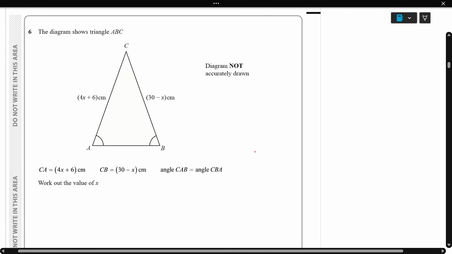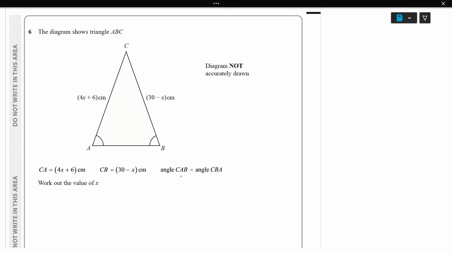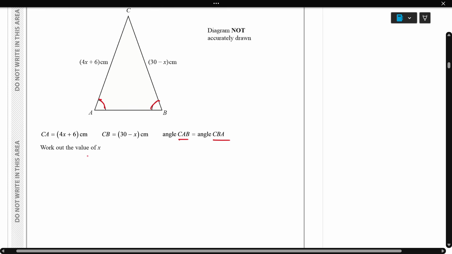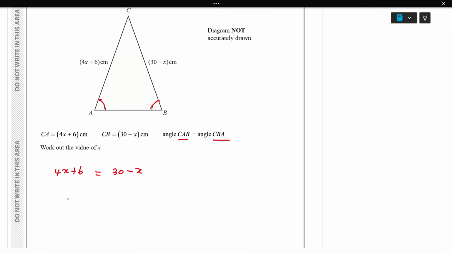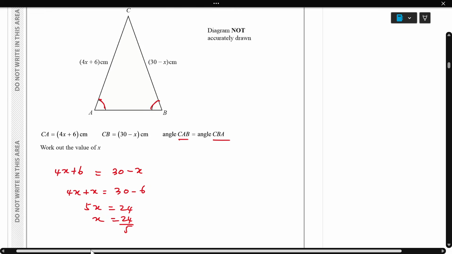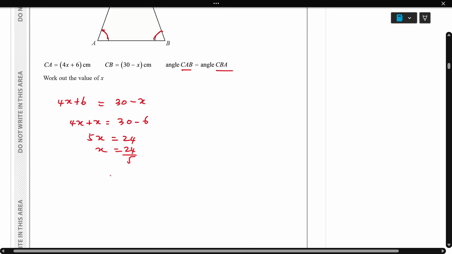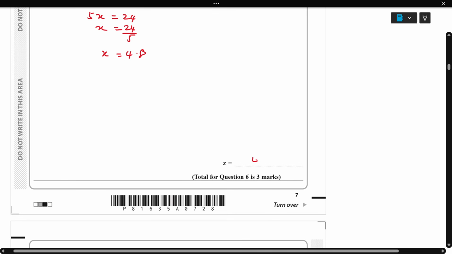Next, question number 6. The diagram shows triangle ABC. CA and CB are given, and angles CAB and CBA are equal. When two angles are equal it becomes an isosceles triangle, therefore the sides are equal. So 4x plus 6 equal to 30 minus x. Rearranging the terms, 4x plus x equal to 30 minus 6, which is 5x equal to 24, x equal to 24 over 5, which is x equal to 4.8. So 4.8 is the correct answer here.